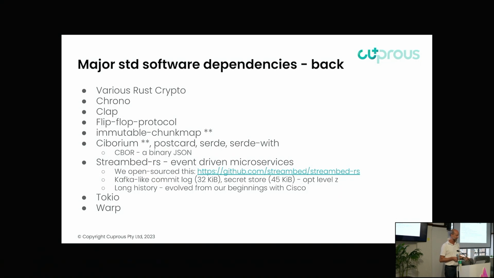I got these numbers yesterday, and I just made doubly sure that I'm not telling you any fibs here: 32K. So who wants a 32K size Kafka in their world? And we have a secret store based on HashiCorp Vault that sits in 45K. These are all single nodes for the targets. We use Tokio, made very small contributions to Tokio along the way, and Warp.